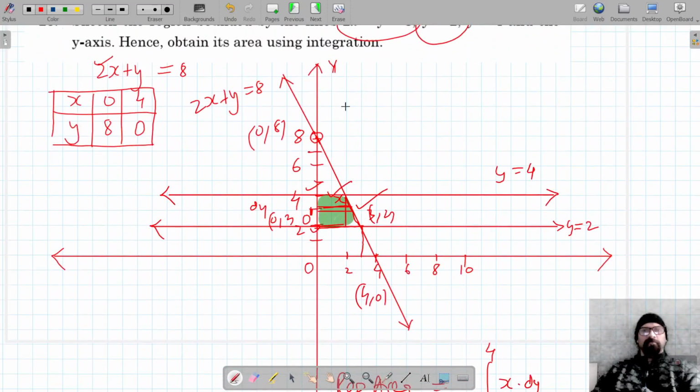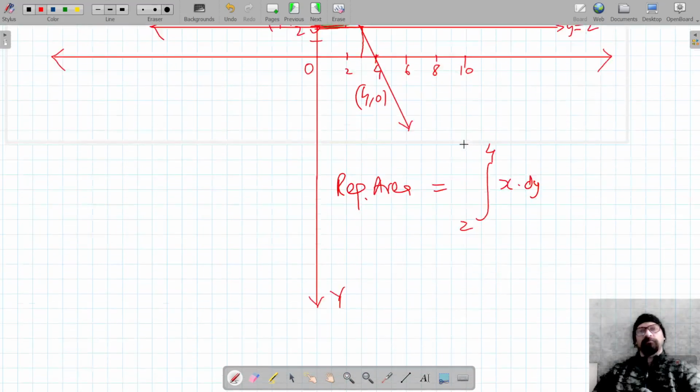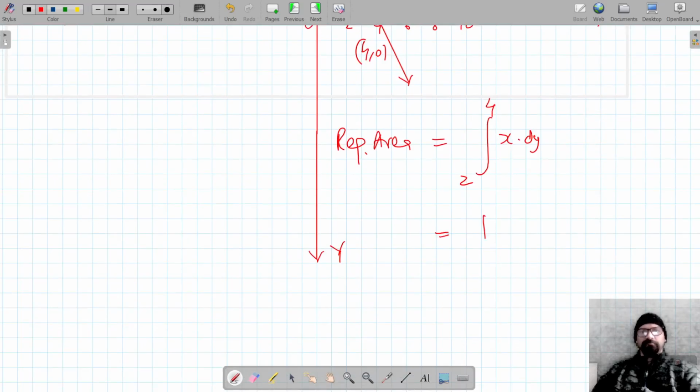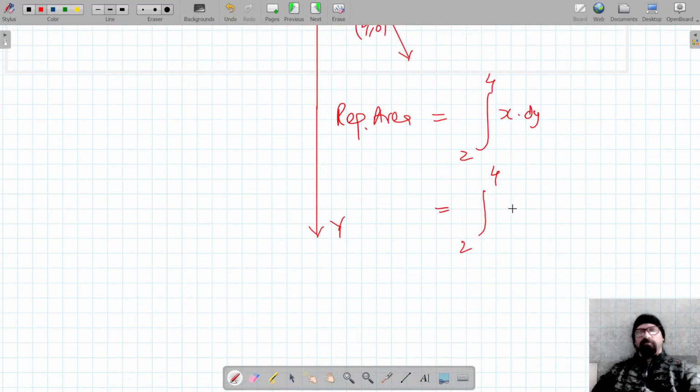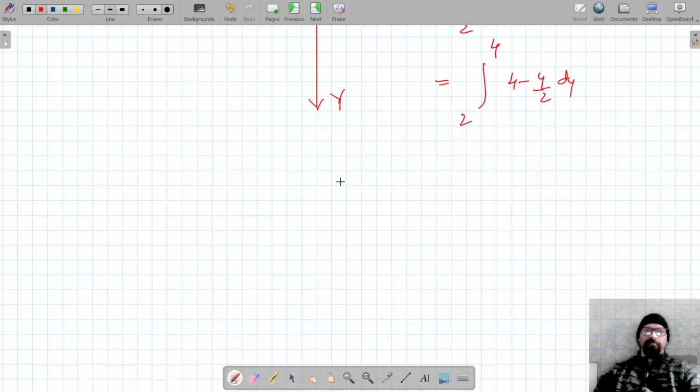So we have to take x from here, and the graph of this line is 2x plus y is equal to 8, which gives me 2x is equal to 8 minus y, and x is equal to 4 minus y by 2. So here the limits are 2 to 4, and the value of x is (4 minus y by 2) into dy. When we integrate this with respect to y, I can write this as the integral from 2 to 4 of (4 minus y by 2) dy. Let's separate the integrals.